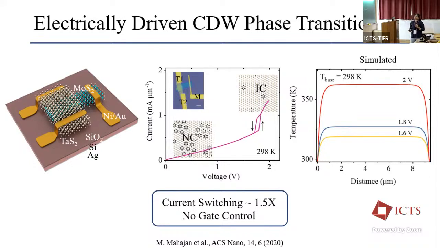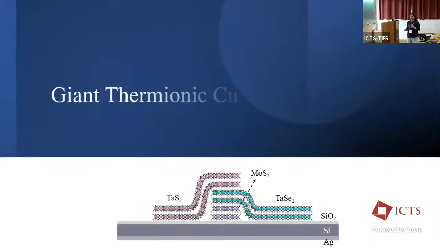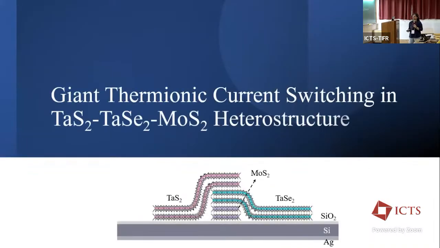The switching ratio is very small, which is around 1.5, and also we cannot gate control it since it's a very highly conducting material. So what we propose here is a new architecture, a new device, where we could achieve a high current switching in this triple layered heterostructure, where MoS2 is the bottom, followed by a dry transfer of TaSe2 and TaS2.